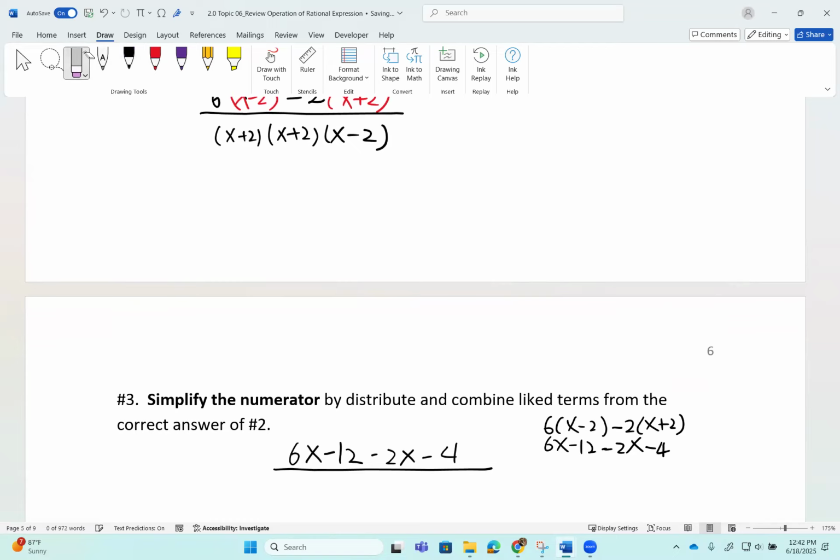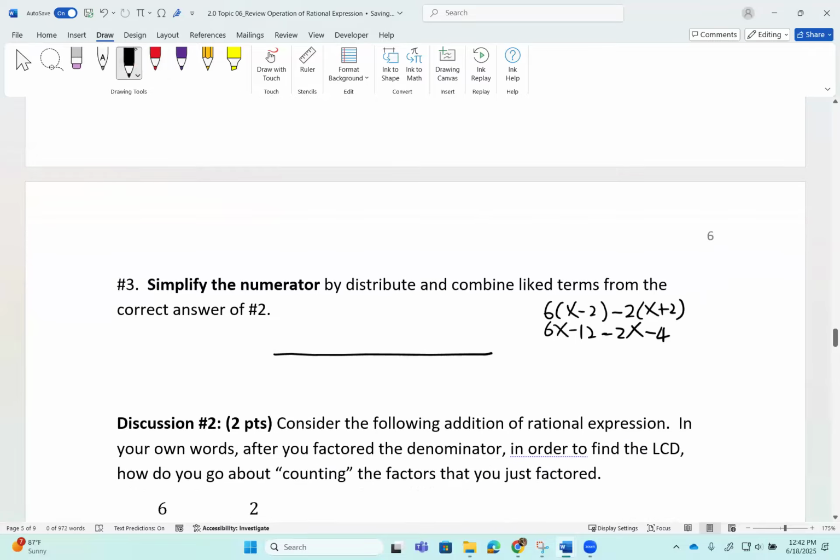Okay, I'm gonna go ahead and combine like terms. I'm gonna do this work on the side here. It's probably easier. All right, 6x minus 2x is 4x. All right, negative 12 minus 4 is negative 16. So at the moment, this is my numerator. My denominator is x plus 2, x minus 2.